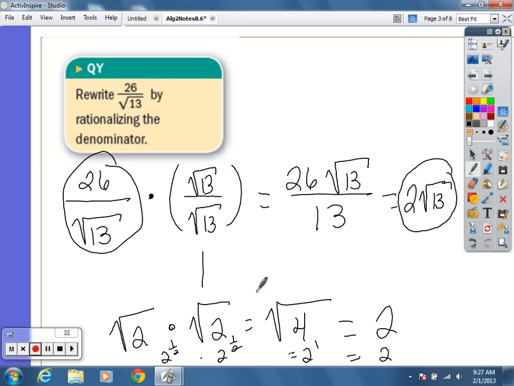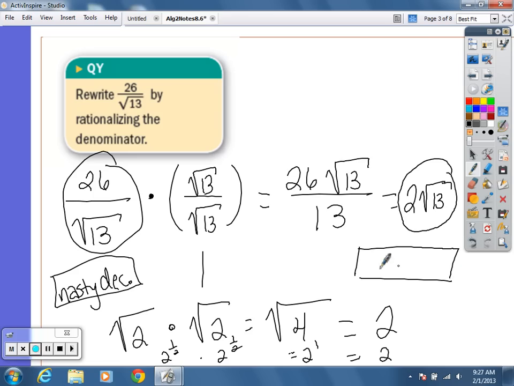They look very different, yes, but I know they are equal because the only thing I did was multiply by 1. And if I type in my calculator, and this is an important skill for when you guys take the ACT, if I type 26 divided by the square root of 13 in my calculator, I get a nasty decimal. If I take 2 root 13 and I type that in my calculator, I will get the same nasty decimal. That will tell me that they are equal. Okay, so it's an easy way to check.